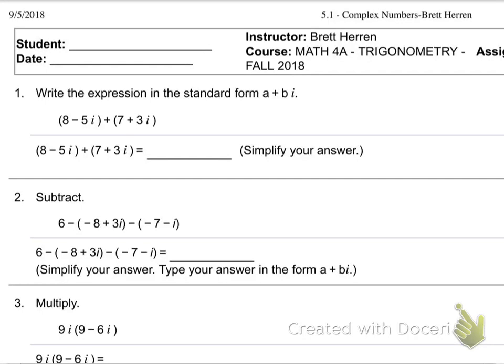An easy section. We'll fly through this. So it's all about complex numbers. Now, you know what complex numbers are, right? You remember those from your algebra days? Let me review those real quick.